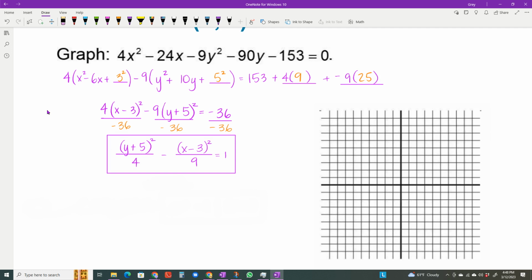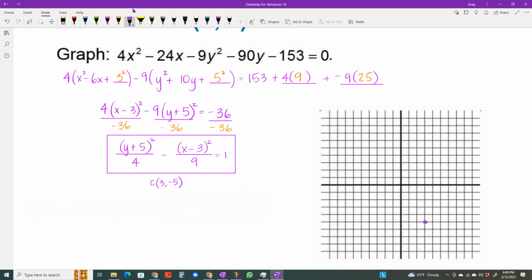Let's go graph it. My center is at, now y'all, again, got to be careful. X is always with H and Y is always with K. So it's not negative 5, 3. It's going to be 3, negative 5. So I can go plot that. Come back here. 3, negative 5. 1, 2, 3, 1, 2, 3, 4, 5. That's my center right there.